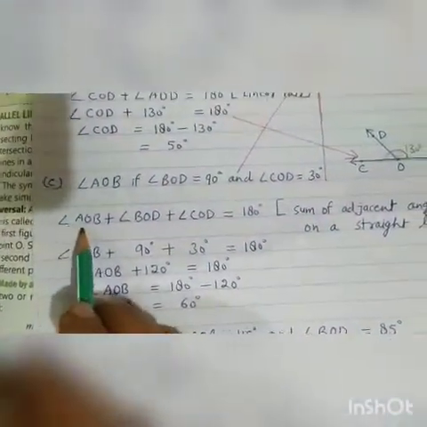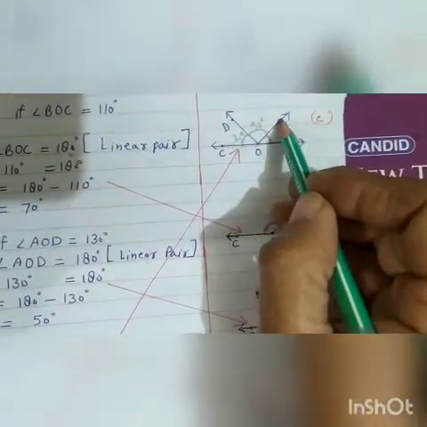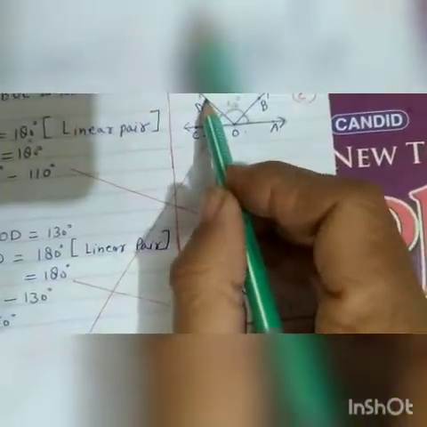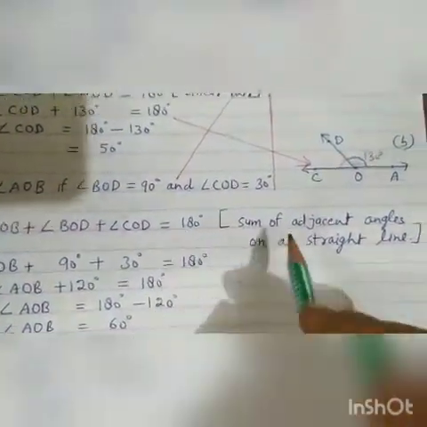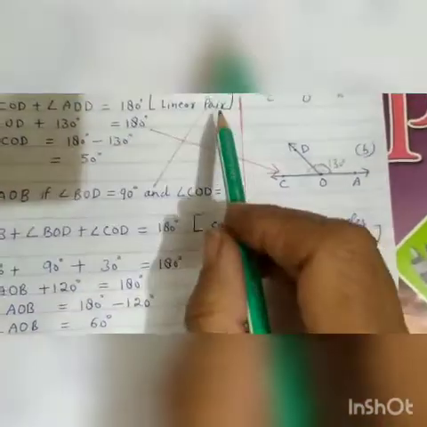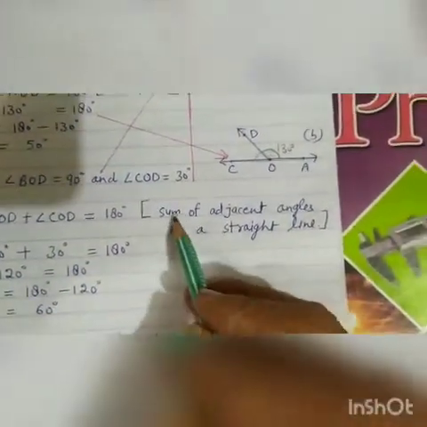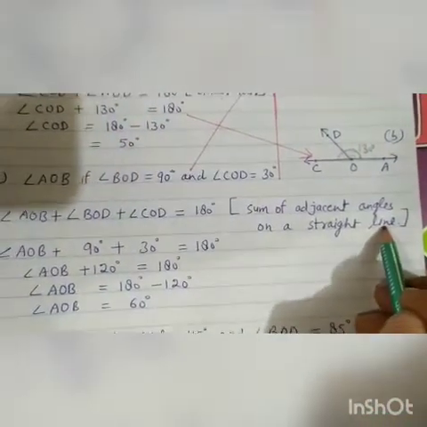So what will we write this time? We will write angle AOB plus angle BOD plus angle COD is equal to 180 degrees. This time what reason will we give? We will not write linear pair here because pair means two angles. Here these are not two angles, these are three angles. So we will write sum of adjacent angles on a straight line.